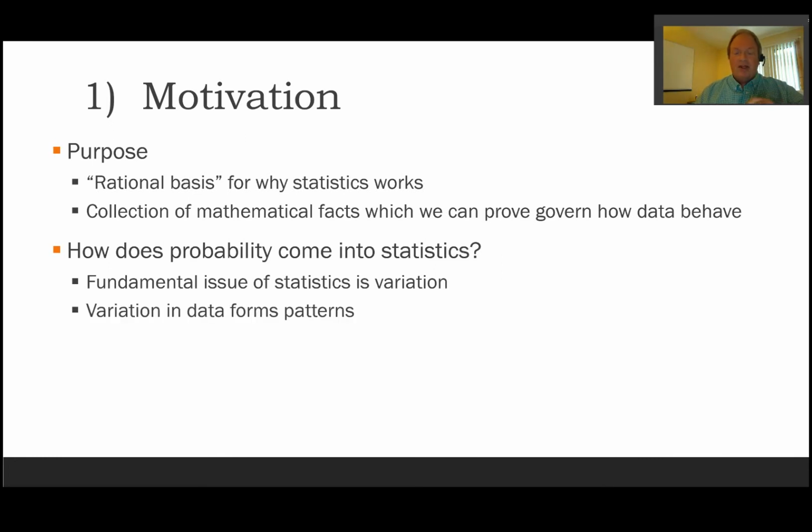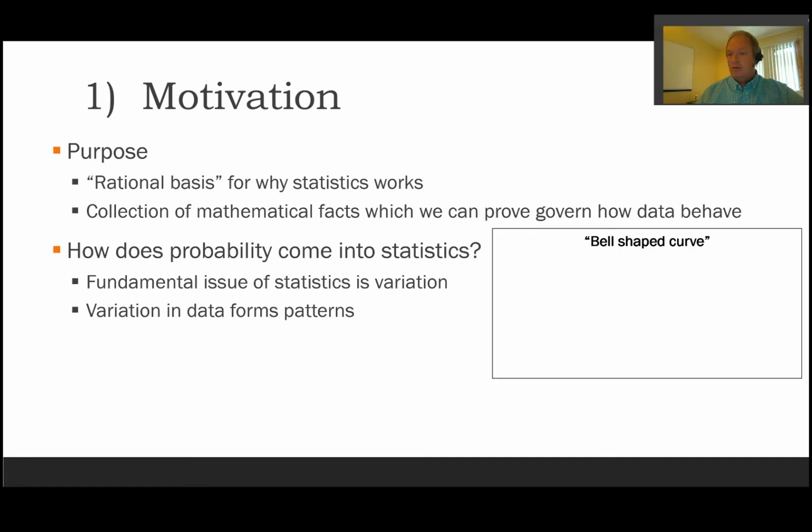And the key to understanding variation is that it's not chaotic. The variation forms patterns, and this is really important. So these patterns are used to describe data from a lot of different sources. They're very versatile and very useful. One pattern, for example, that we're going to talk about a great deal in this class is the bell-shaped curve. We're going to call it by its statistical name, the normal distribution. And we're going to see that this pattern describes a lot of different types of data.